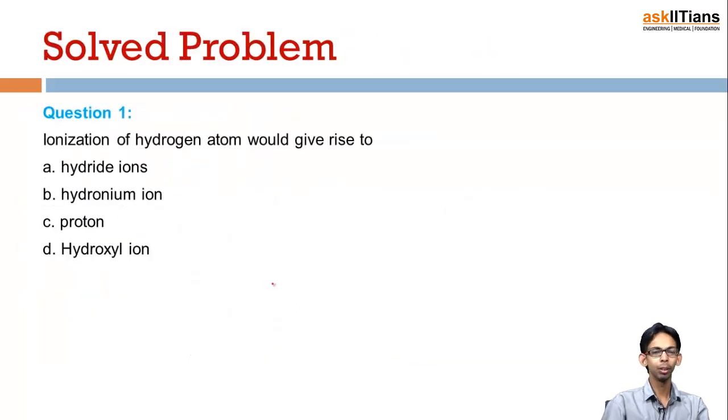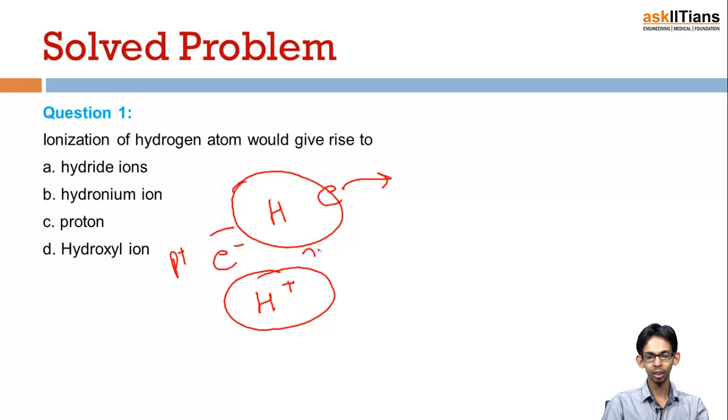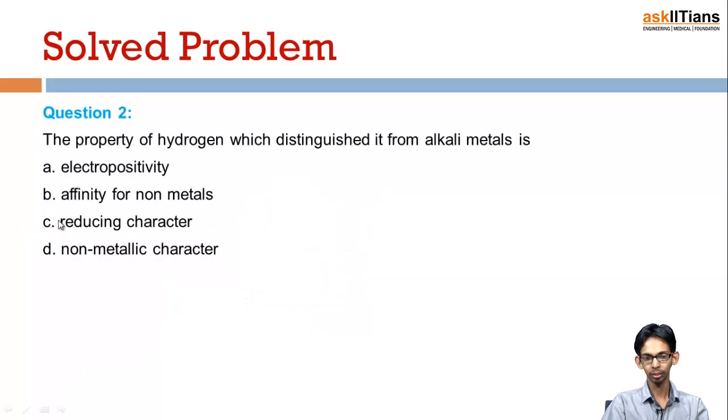Now there is a solved problem: ionization of hydrogen atom would give rise to what? We know there is a hydrogen atom and it has only one electron, and if this one electron is removed, we are left with H positive. So ionization of hydrogen atom would give rise to a proton only, because it has one proton, one electron and no neutron. If the electron is removed, we are left only with a proton, and that is why H positive is also called a proton sometimes. So C is the correct option.